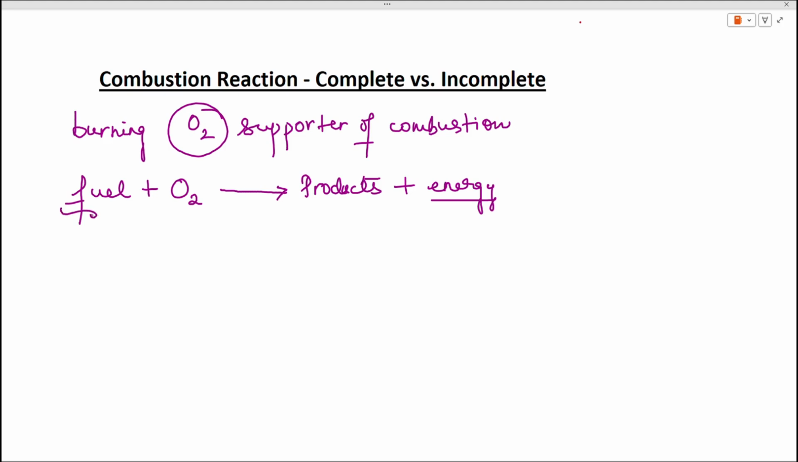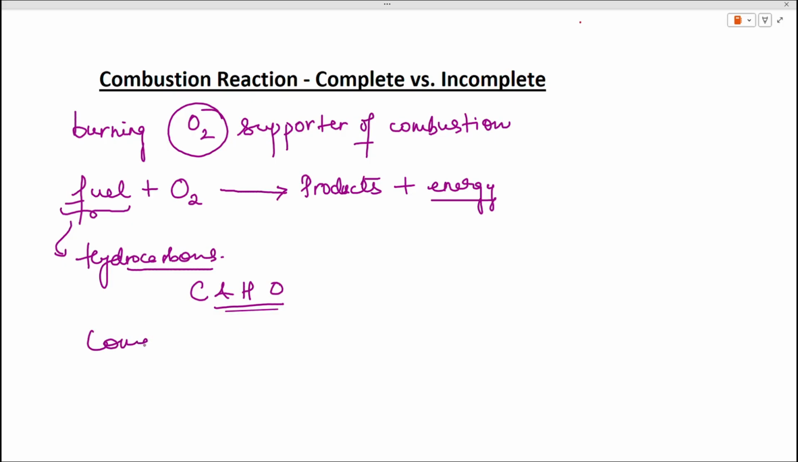Now when we talk about fuel, fuels usually are considered to be hydrocarbons. Hydrocarbons are compounds of carbon and hydrogen. These fuels might or might not have oxygen with them. So when any fuel reacts with oxygen to produce some products and energy, the process is called combustion, and this combustion can be categorized as complete combustion and incomplete combustion.